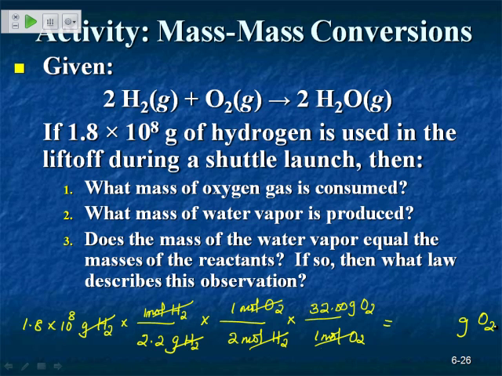What do we get? 1.4 times 10 to the power 9 grams of O2. Is everyone getting the same number?